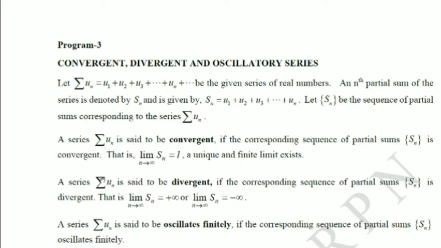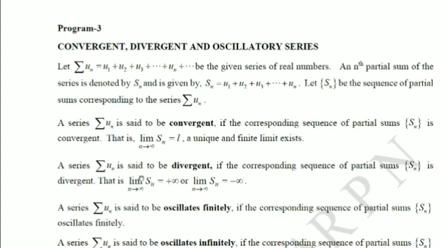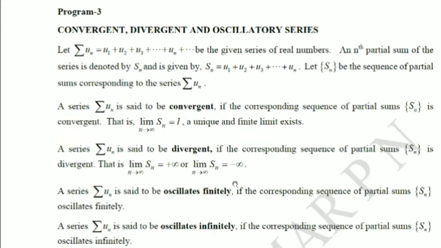Similarly, when will you say a series is divergent? Yes, a series is divergent provided the corresponding sequence of partial sums is diverging to plus infinity or minus infinity. That is, the limit of the nth term goes to plus infinity or minus infinity. Then, when will you say a series summation un is oscillatory? Of course, there are two types of oscillation: one, finite oscillation, and the other, infinite oscillation.